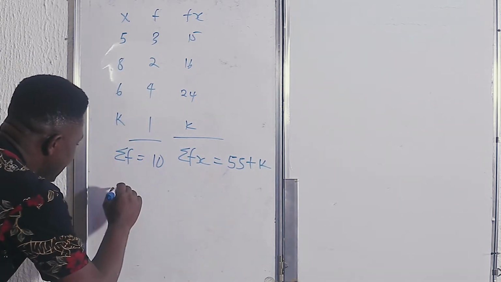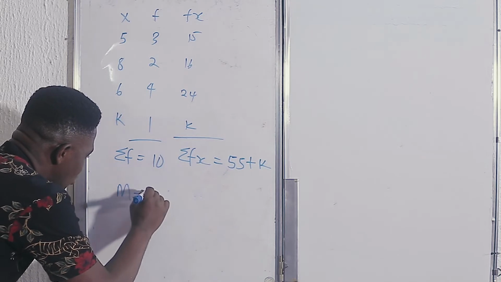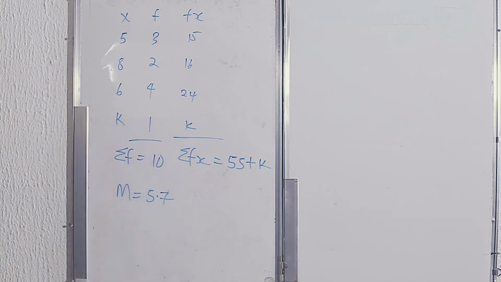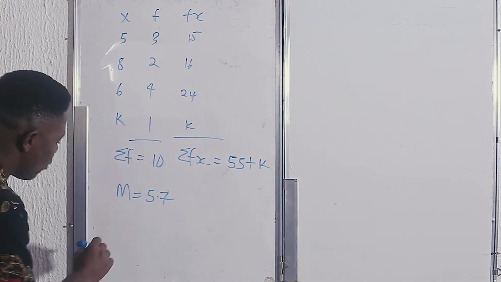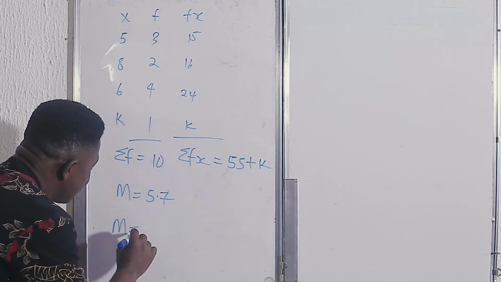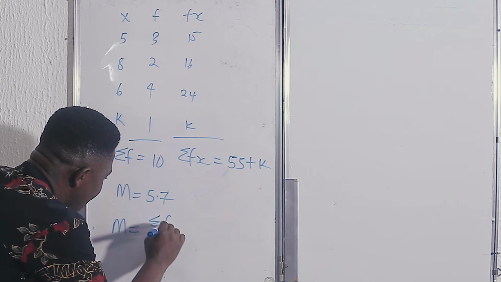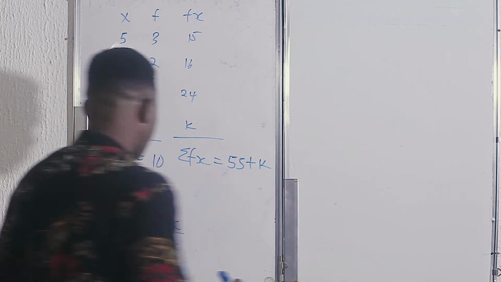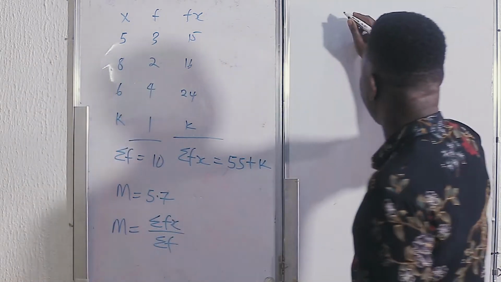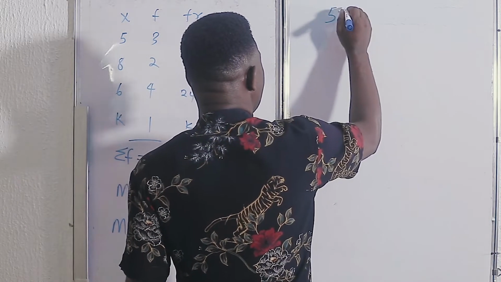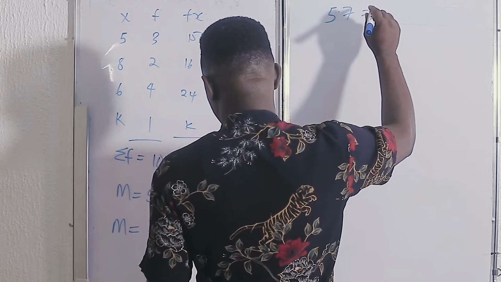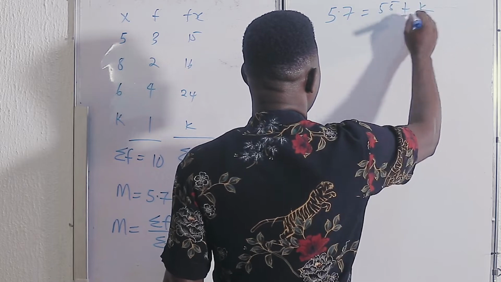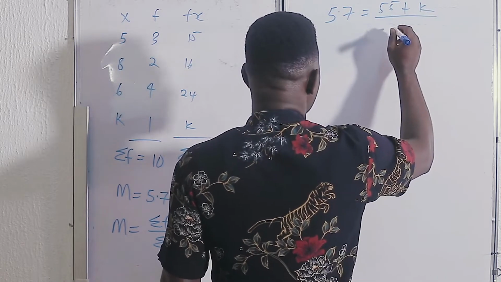Now we are also given the mean to be 5.7. And we know that mean is the same thing as sum of fx all over sum of f. So we have that 5.7 is equal to 55 plus K all over 10.